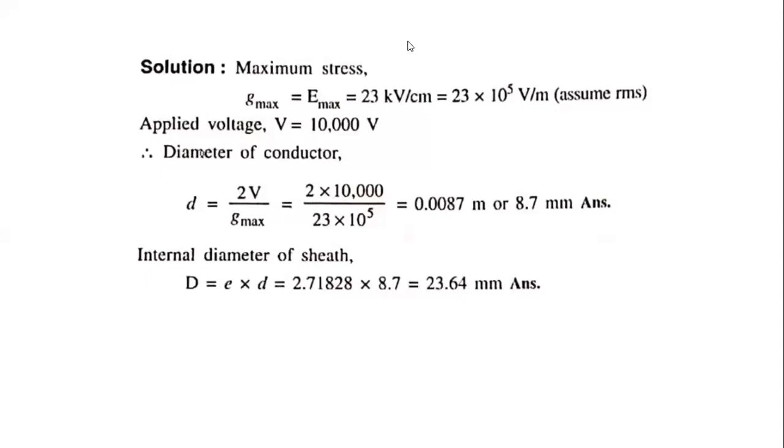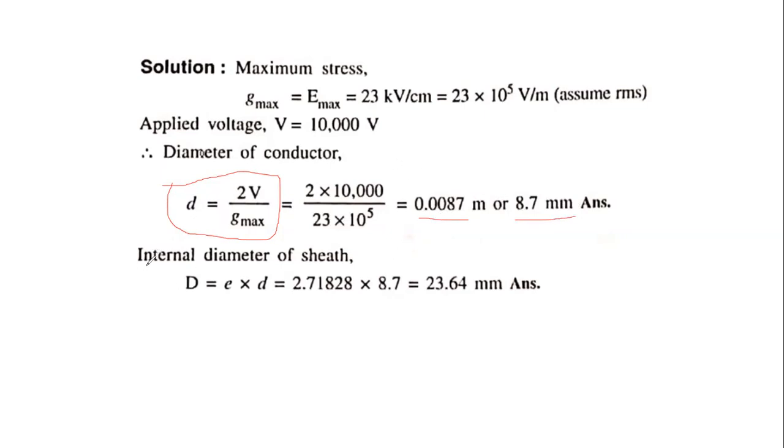Next, what is the most economical conductor diameter? That is small d. Therefore small d is equal to 2V by Gmax. V is 10,000 and Gmax is 23 into 10 power 5. That is equal to 0.0087 meters or 8.7 mm.